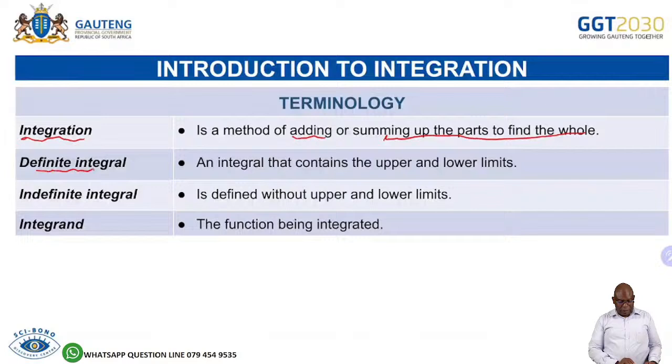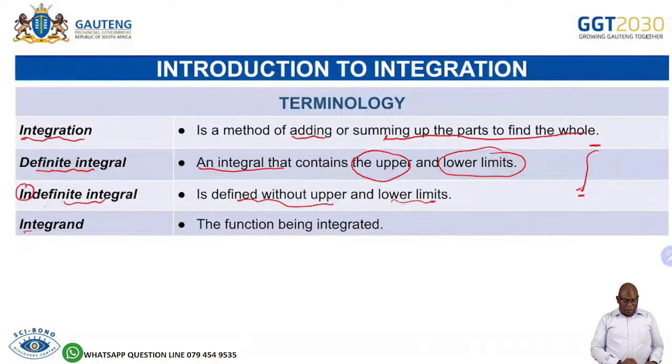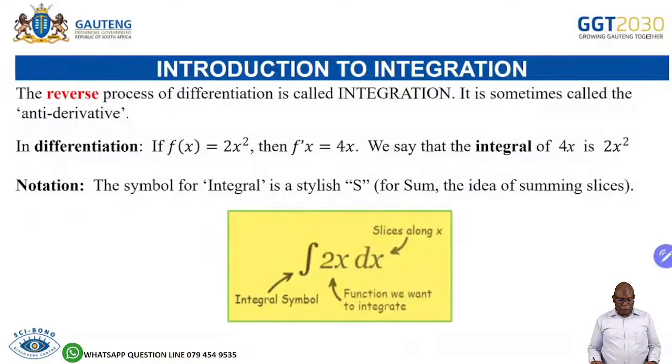We have what we call the definite integral. You'll see this word more often, and the indefinite integral, you will also see this word more often. The definite integral is the integration that contains the upper and the lower limits. We'll show you that. So in other words, if I've got the sign for integration and then I've got the upper limit and the lower limit, that's what we're going to be talking about. Indefinite is defined without the upper and the lower limits. So it's indefinite if it doesn't have the upper limit and the lower limit. We have the integrand, which is the function being integrated. So when we show you the integration, you'll be able to understand what we're talking about.